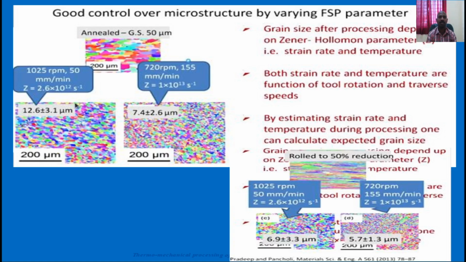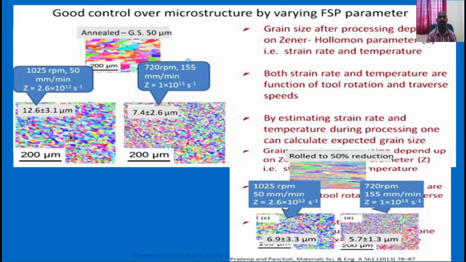Now let us observe after these parameters are selected. 1025 is the rotation speed and the traverse speed is 50 mm per minute. What is the Zener-Hollomon parameter? 2.6 into 10 to the power of 12 per second. And in the case where you reduce the rotation speed from 1025 to 720 and increase the traverse speed from 50 to 155, the Zener-Hollomon parameter is 1 into 10 to the power of 13, ten times increased.